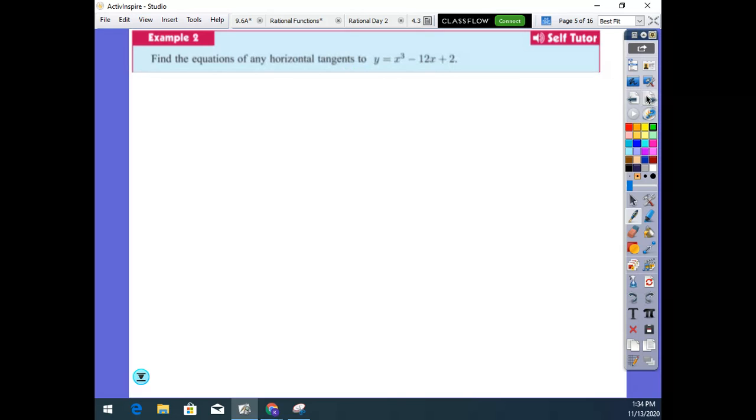Okay, horizontal tangent. First of all, tangent is the derivative. Horizontal slope is just a zero slope. So whenever you see a horizontal tangent, it's just asking when is the derivative equal to 0. So if we take the derivative, I'm going to say y prime because it's y, is 3x squared minus 12. When does this equal 0?